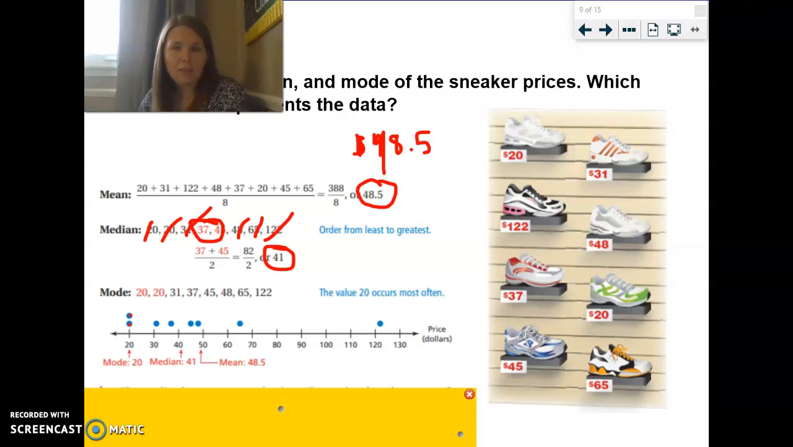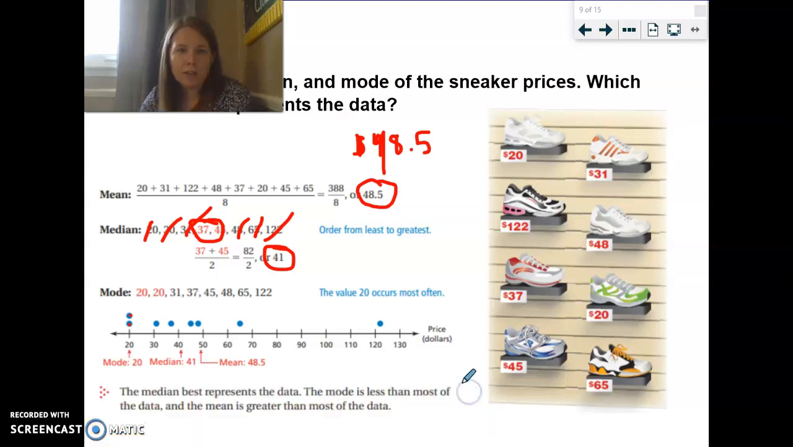Something else that we're going to be talking about is understanding the best representation of this data. Given the situation of the numbers, if you're going to tell someone about the shoes you bought and all the prices you saw at the store, and they say, hey, I really like your shoes, where'd you get them? How much were they? How much are all their other shoes? In this set of data, to be honest with you, I would think it would be best to tell them the median. It says the median best represents the data.